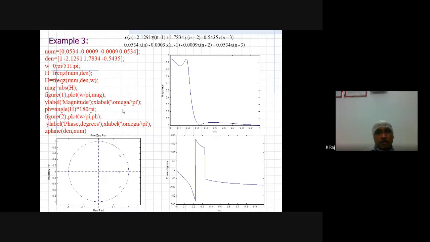So what is the purpose of this example? Suppose any requirement is given, and from that requirement we have derived the mathematical equation. This is the mathematical equation.